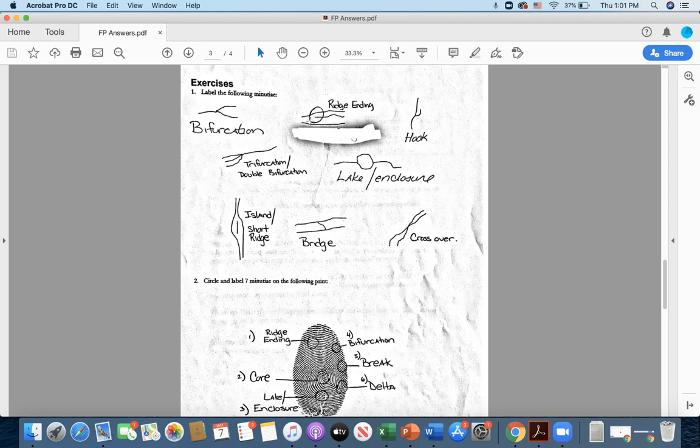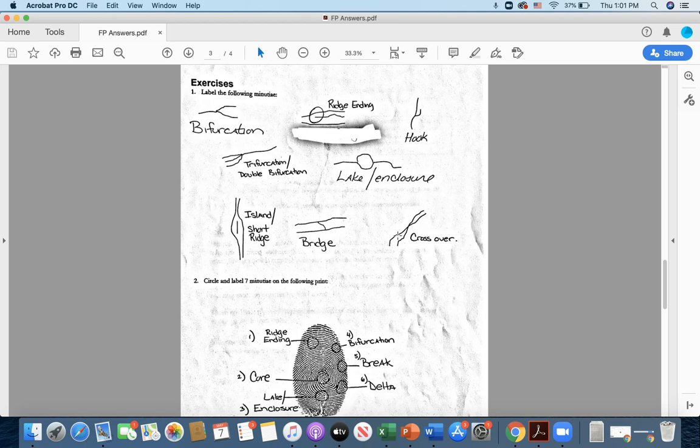Over here to the right, this was focusing more on the ridge ending. I know some people did put a short ridge in. You'll see in a little bit how it would be different, but this was focusing on the ridge ending. We have a hook or a spur. I believe this packet had the term spur. You have a lake or an enclosure, which looks like a bubble. You have an island or a short ridge. A short ridge would be where you can see the beginning and the end of that ridge in a small area. You have a bridge. You got the crossover over here, which isn't as common.